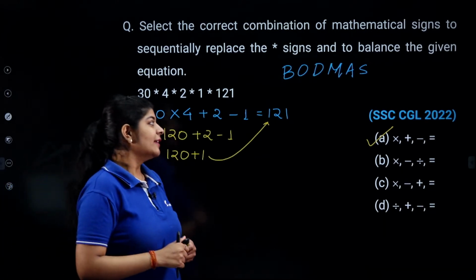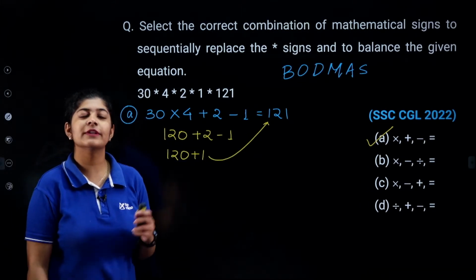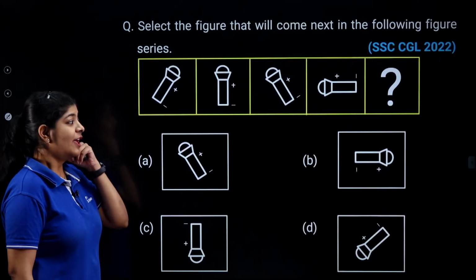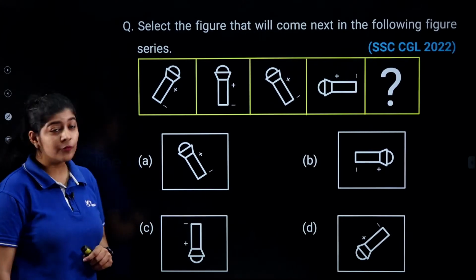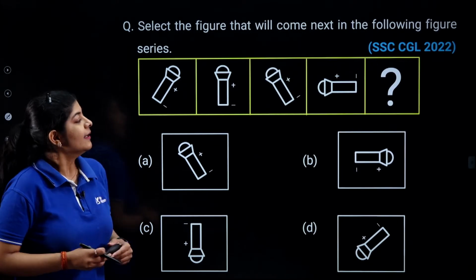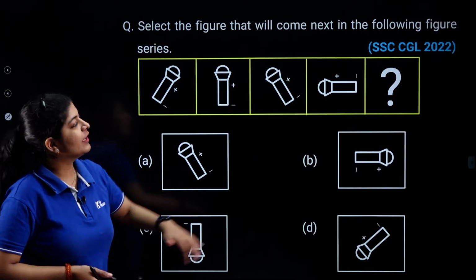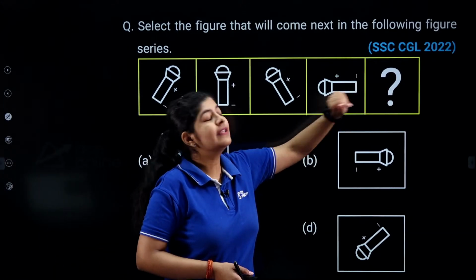Okay. Now, very good Saurabh, we need to go with the next one. Basically this type is also very easy. This is your non-verbal reasoning, where a figure series is given and we need to identify the next term.